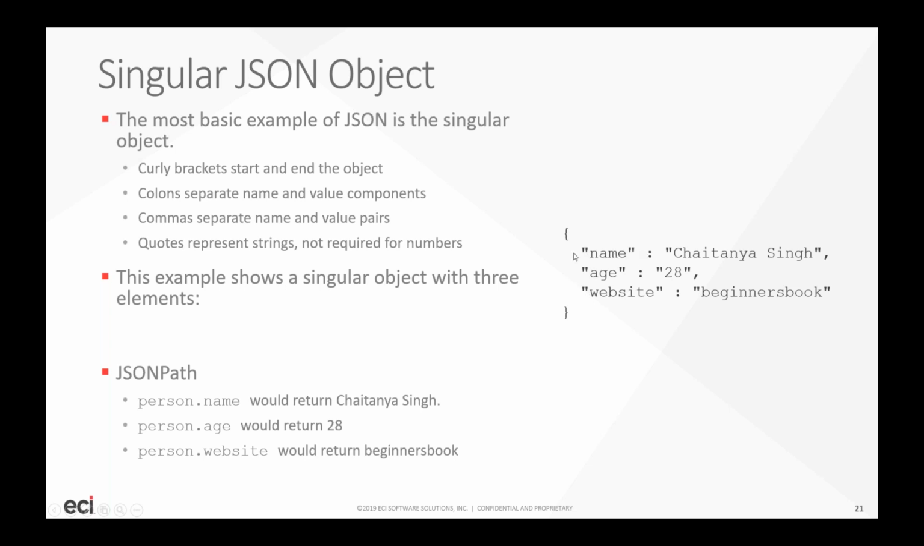And if there's a number, quotes are actually not required. So here in this case, 28, it may or may not matter that it's surrounded in quotes, but if we wanted it to absolutely be interpreted as a number, we would leave off the quotes. But usually in KnowledgeSync, we're not calculating anything based on the numbers. We're simply forwarding that information as an alert or some sort of automation, and therefore the string representation is usually okay. So in this case, some JSON path examples: person.name, that would be Chaitanya Sinj, the age, 28, and the website, beginner's book.